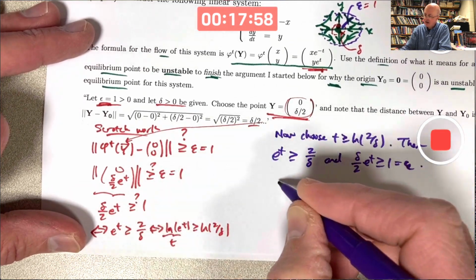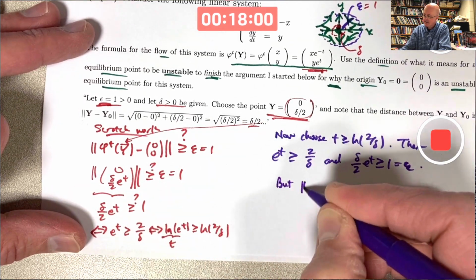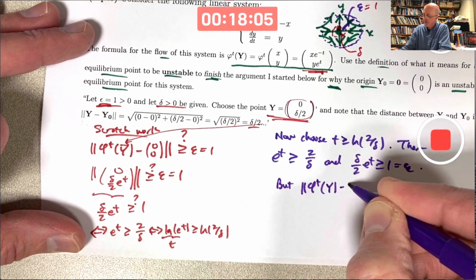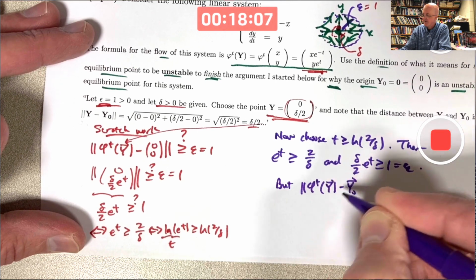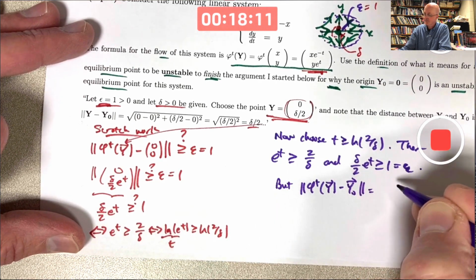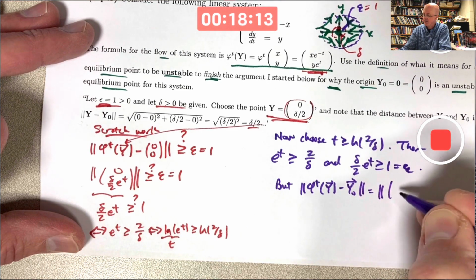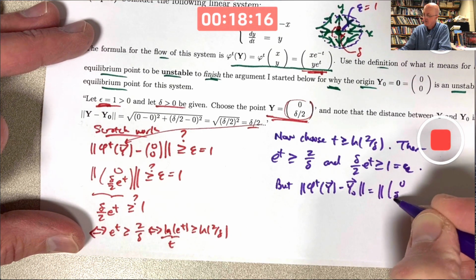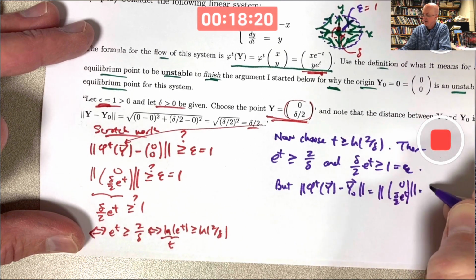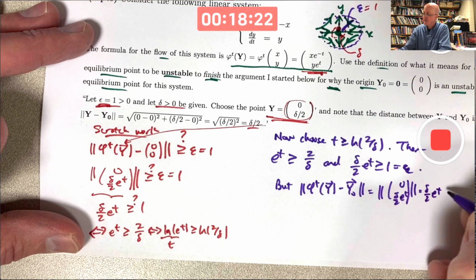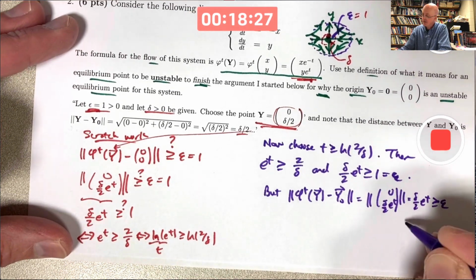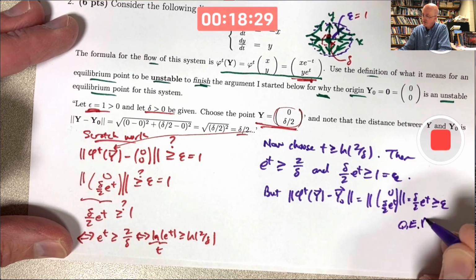Now say this fact: the distance between the flow evaluated at y minus y0, the distance between that flow point and the origin, is equal to the magnitude of the vector (0, delta over 2 e to the t), which is delta over 2 e to the t, which I've just shown is greater than or equal to epsilon. That means we're done. QED. We have shown what we wanted to show.